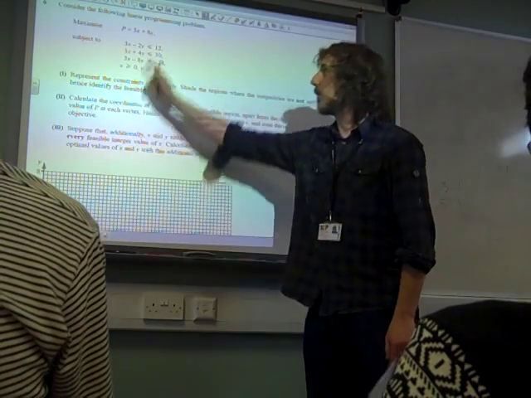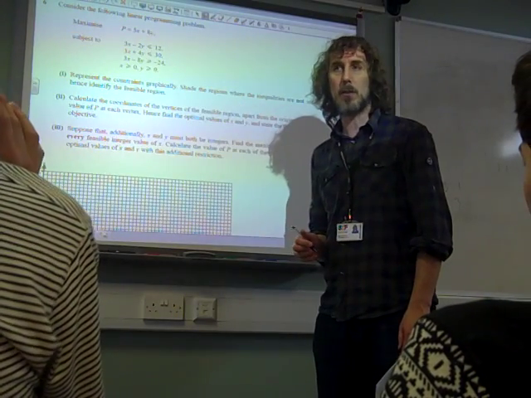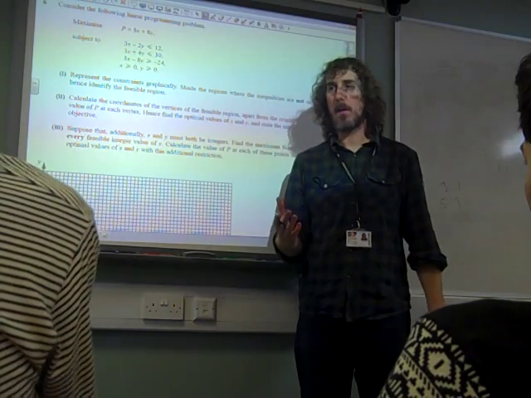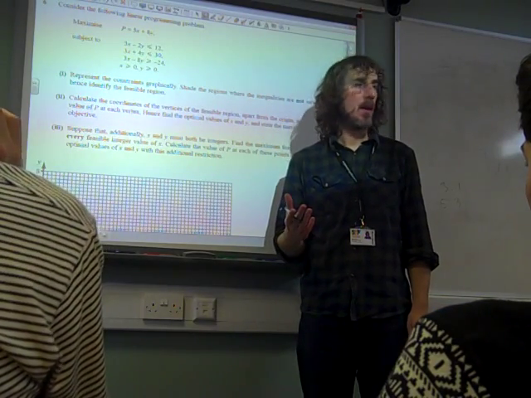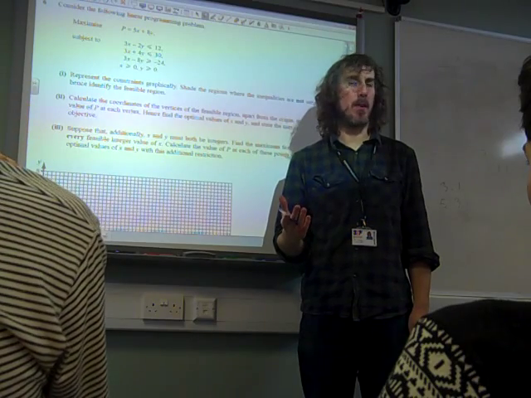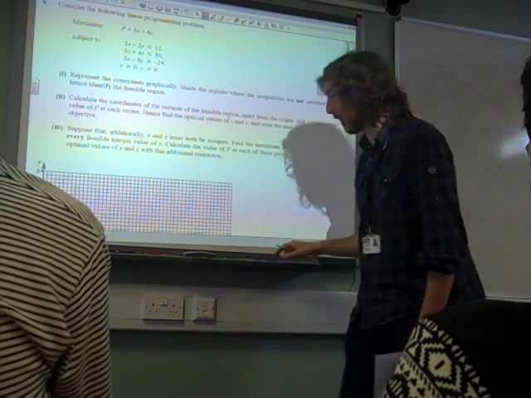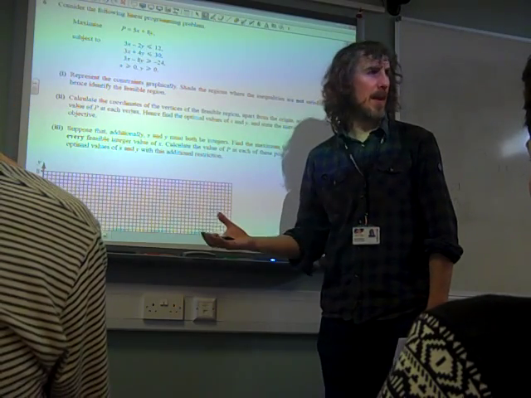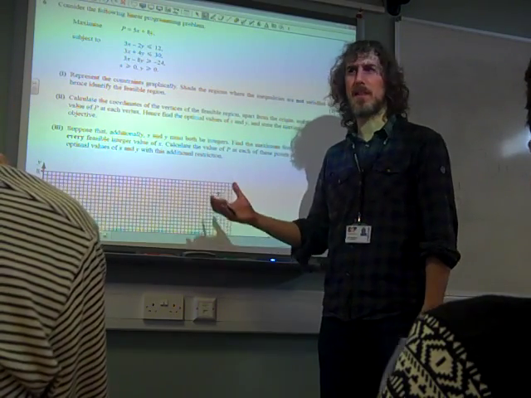3x minus 2y less than or equal to 12. So we're just going to think through how we might go about drawing that. One of the easy ways of doing this is to think what would happen if x is 0 and y is 0, and just pick values and join them up.